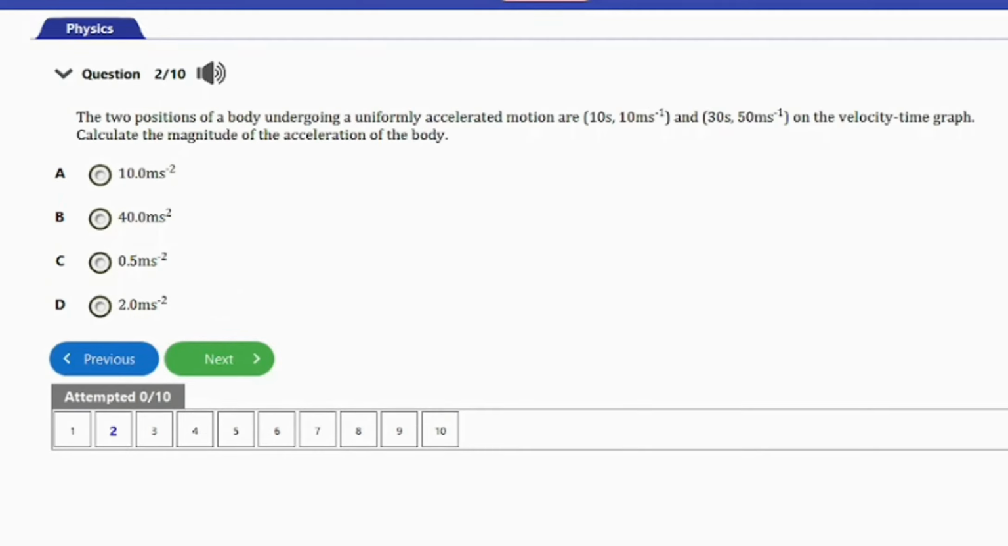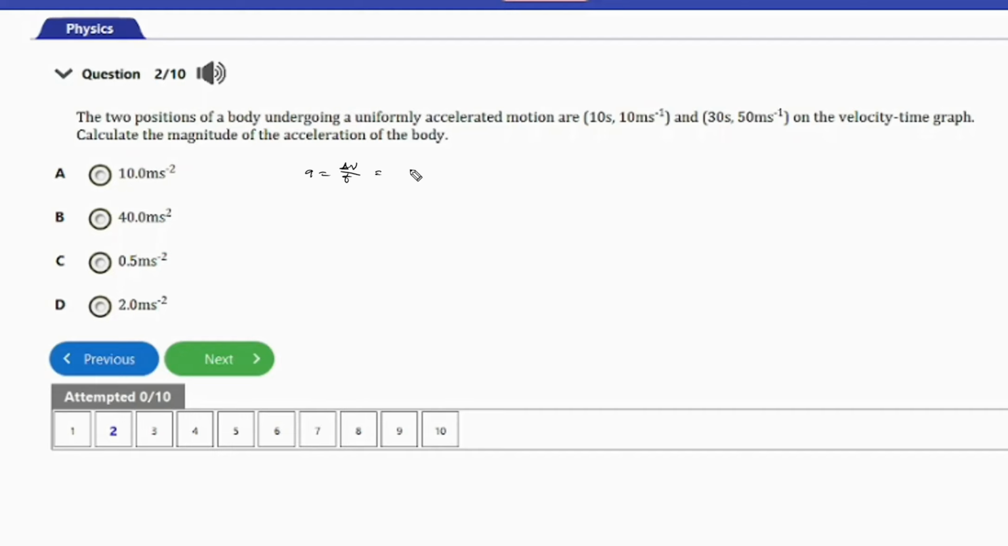So guys, the next question here is question number 2. It says, the two positions of a body undergoing a uniformly accelerated motion are 10s, 10 meter per second and 30 seconds, 50 meter per second on the velocity time graph. Calculate the magnitude of the acceleration of the body. If we use these points to make the calculation, let's recall that acceleration is change in velocity over time here.